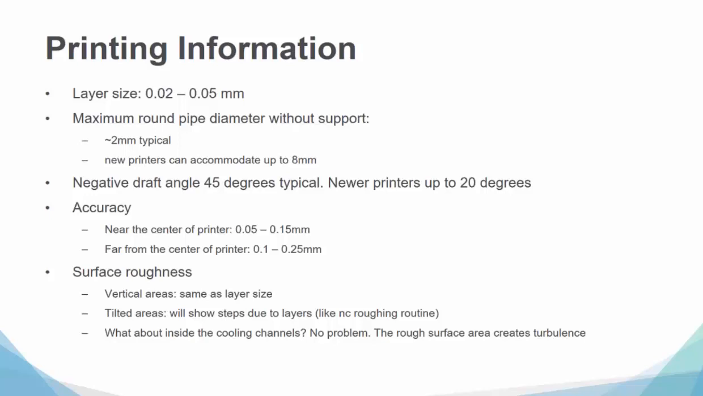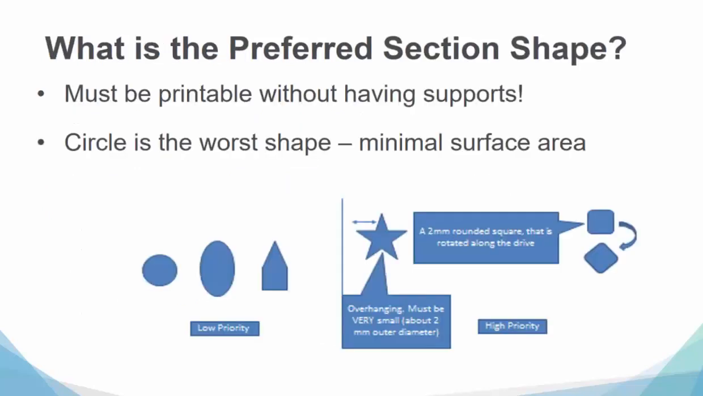But what about the inside of the cooling channels? Is that of concern if it's rough like that? No, not at all. In fact, it's actually desirable because the roughness of the print itself lends itself to creating more turbulence, which is going to be helpful in drawing the heat out.